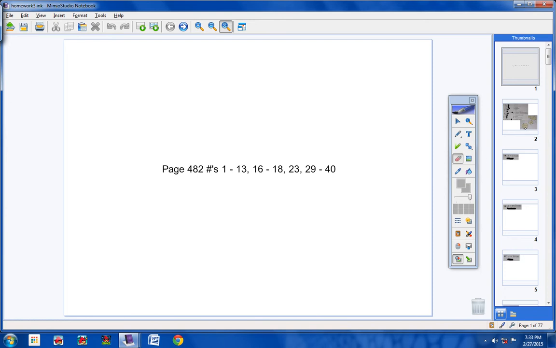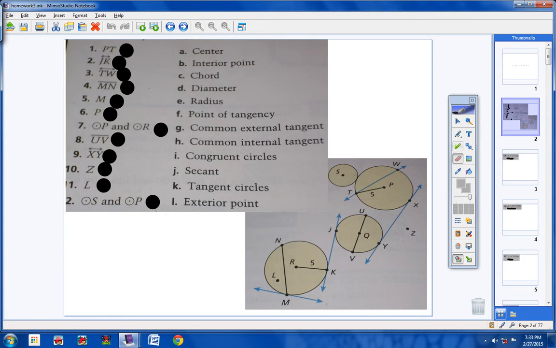Let's see if we can help you guys a little bit, okay? Alright, numbers 1 through 12. We're going to match up the correct term with the correct segment or circle or line, okay? So here we go. Let's start off with number 1, PT.